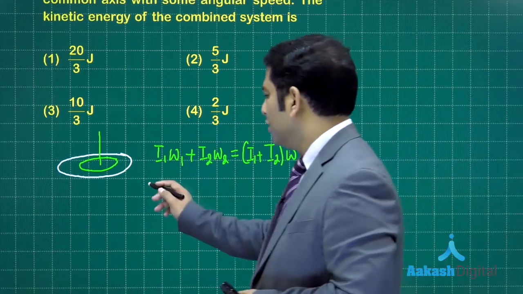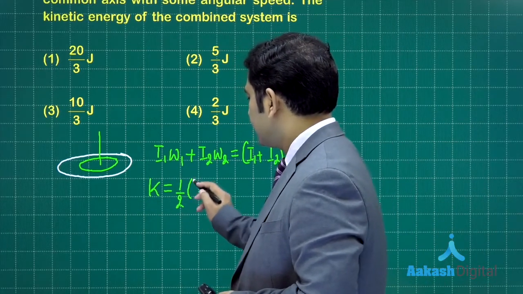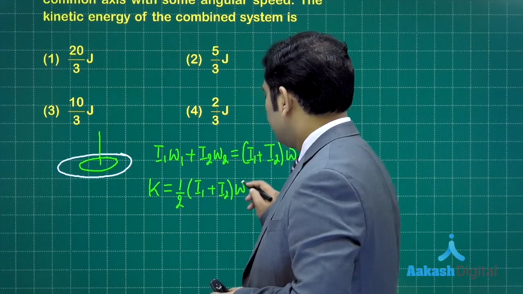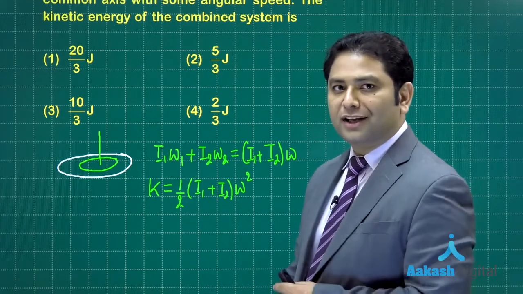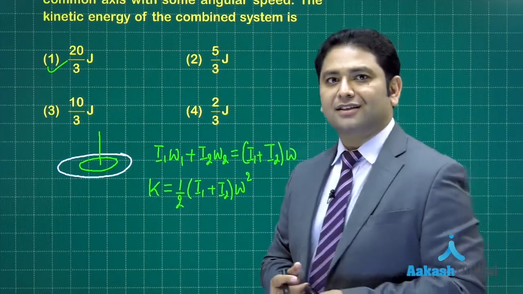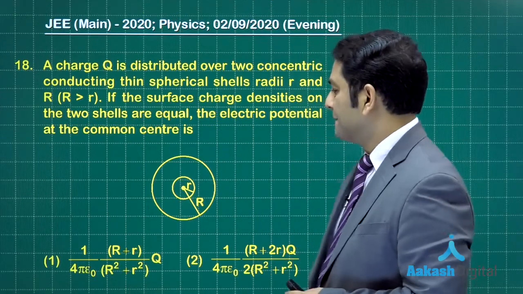And then we are supposed to calculate the final kinetic energy. So that's going to be half I1 plus I2 multiplied by omega square. No difficulty at all in calculation. That will give us option number 1 as the correct one. All right, let's go to question number 18.